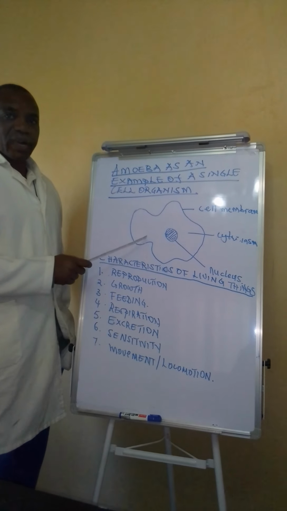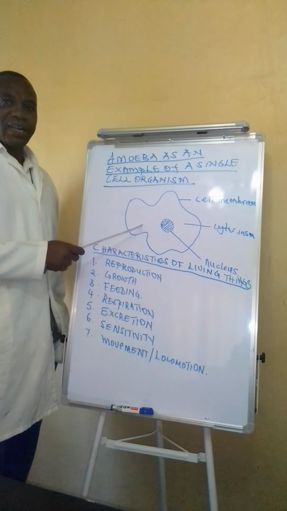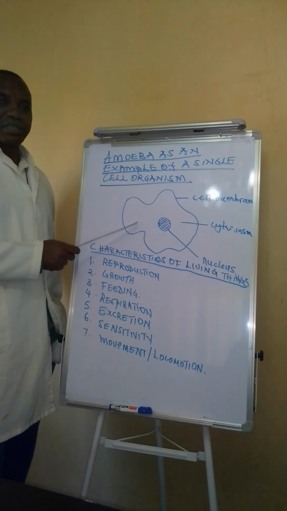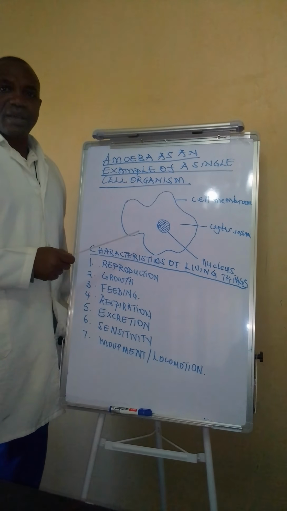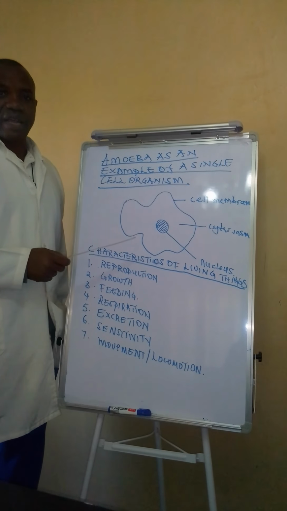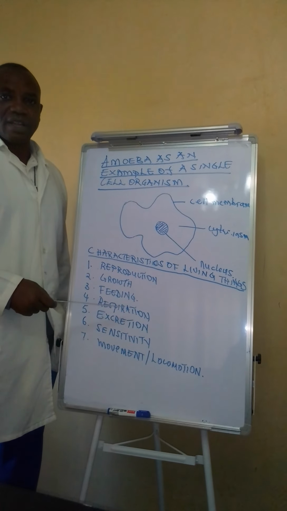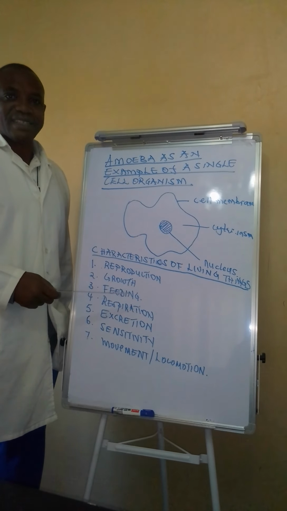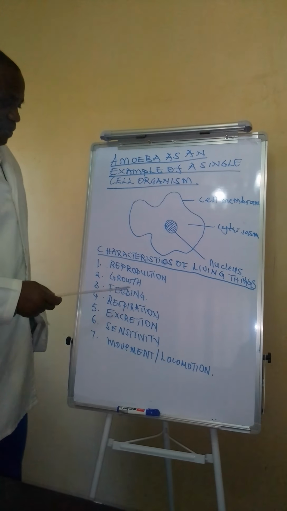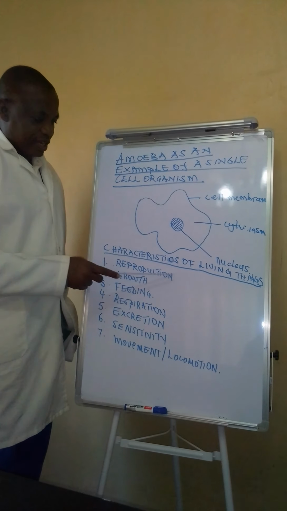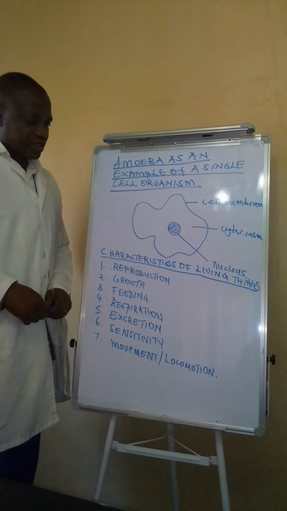So this single cell organism is able to carry out these characteristics, and we want to show how it does it. That's why earlier on we said that a cell is a basic unit of life, and here the amoeba shows all the characteristics of living organisms, which we said determine that someone is living. Now let us look at reproduction. How does amoeba carry out the process of reproduction?